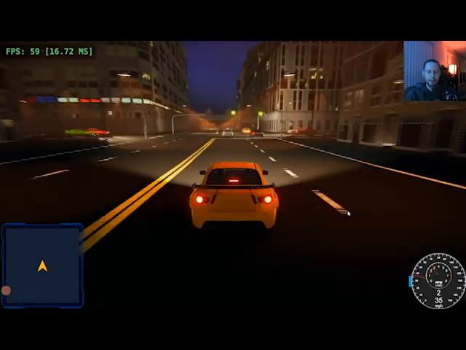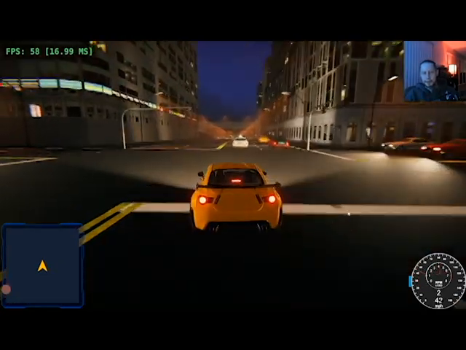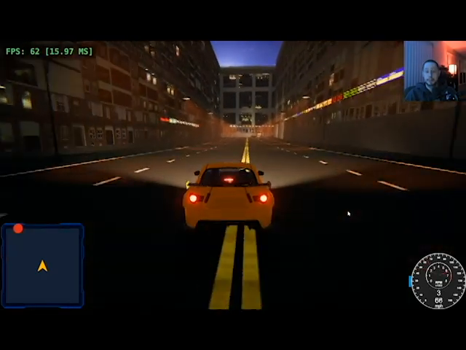They don't crash into each other. They don't crash into streetlights. So the simulation is basically solid at this point.